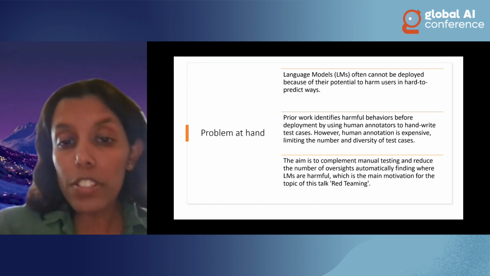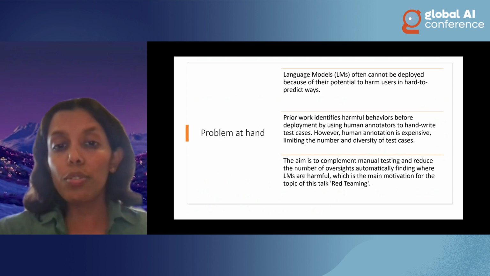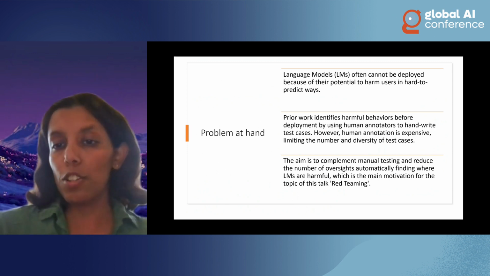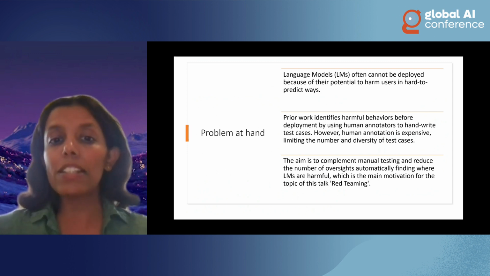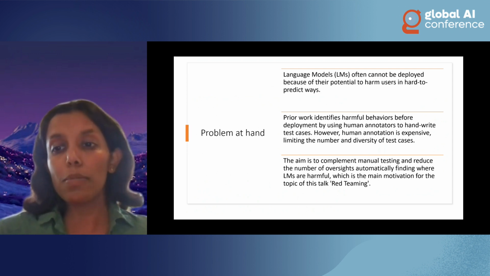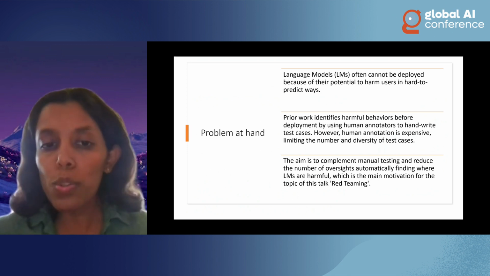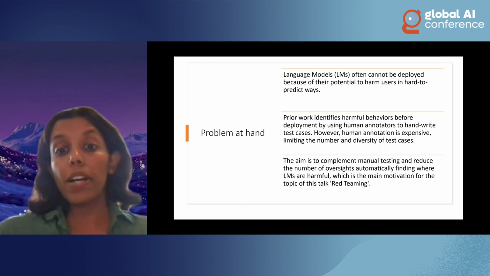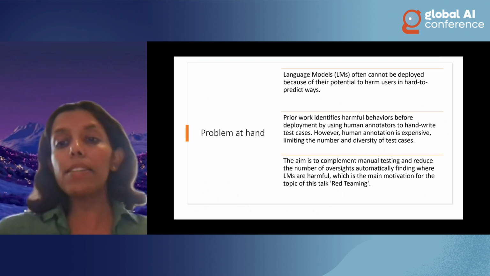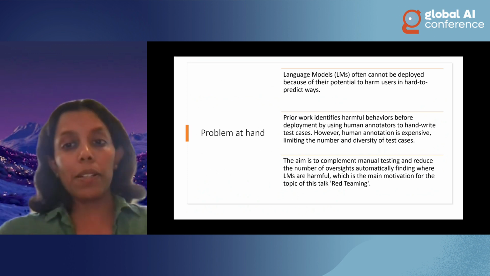So the aim of this talk is to introduce you to something that will complement this human manual testing, reduce the number of oversights automatically, and try to find what prompts would actually generate harmful content. And this is the main motivation for red teaming.